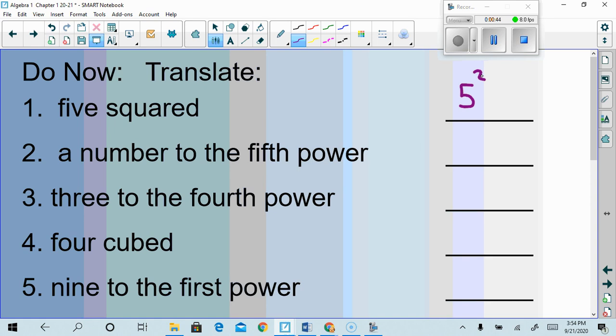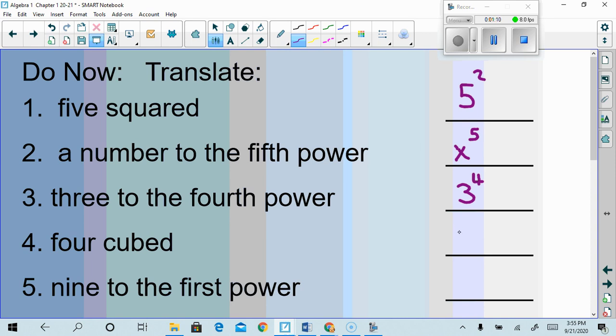A number to the fifth power. A number to the fifth power is x to the fifth. That's an algebraic expression. 3 to the fourth power. And again, we're looking at a lot of powers here. That is the exponential form. That is the form that translates that statement. If you needed to evaluate, you would get 81.